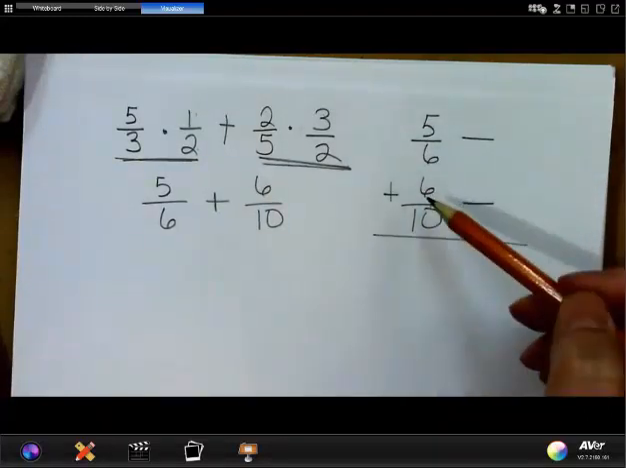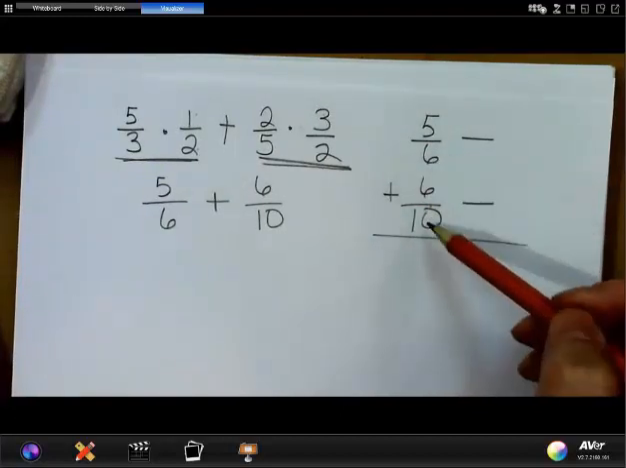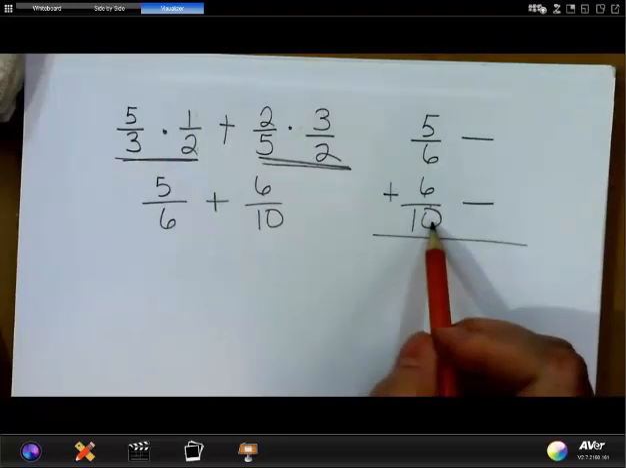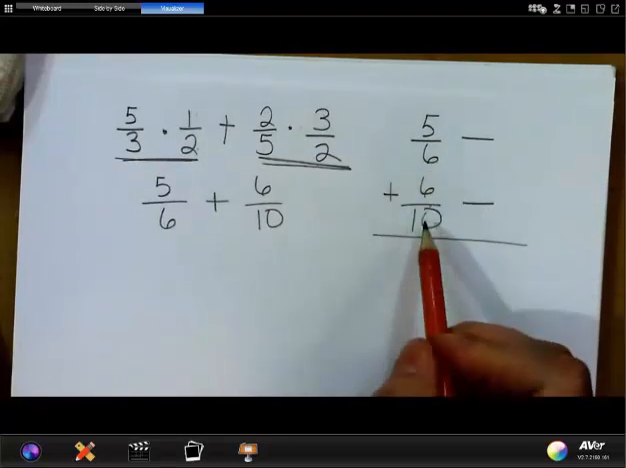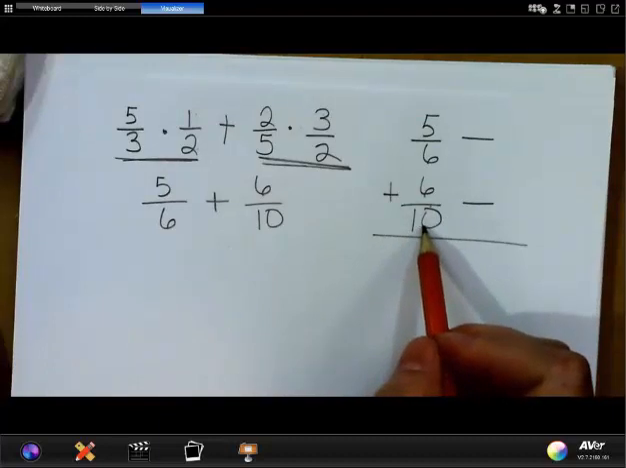So I will always look at my largest denominator. My largest denominator is 10. Will 6 go into 10? No. So what's the next multiple of 10? 20. Will 6 go into 20? No. What's the next multiple of 10? 30. Will 6 go into 30? Yes.